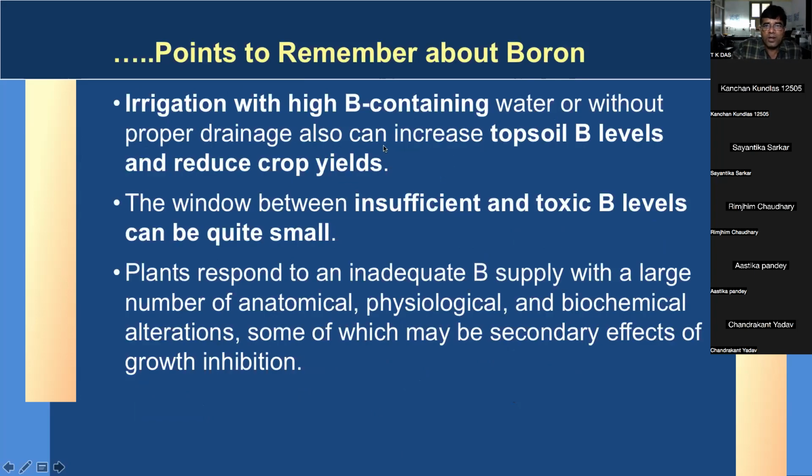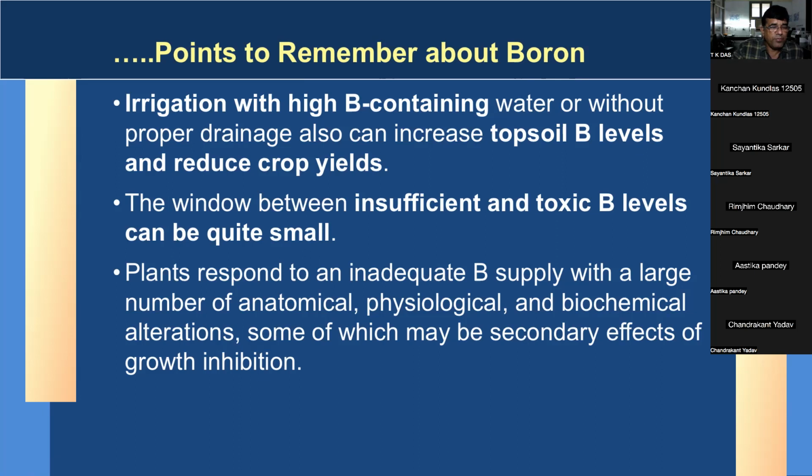Irrigation with high boron containing water or without proper drainage also can increase topsoil boron levels and reduce crop yields. So it can increase if you irrigate with boron containing irrigation water. The window between insufficient and toxic boron levels can be quite small. Means very small change in ppms can have toxic effect or deficiency effect.